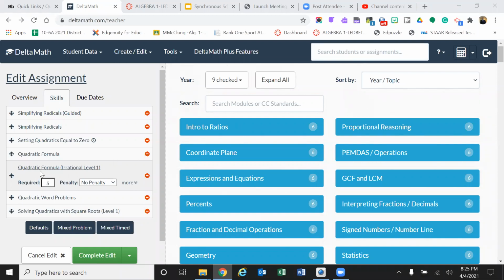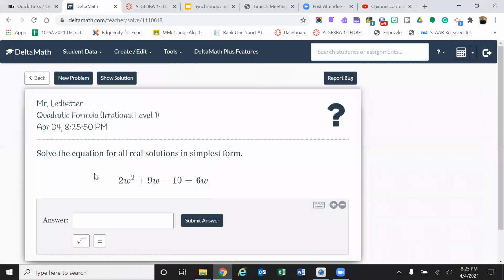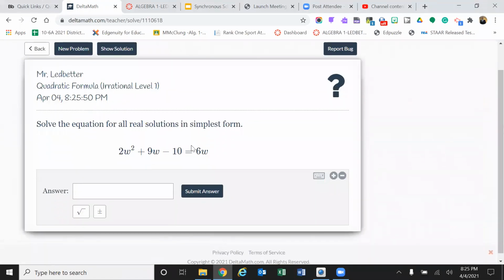We're doing Delta Math quadratic formula irrational level 1. So we're going to click on this. Now we have a quadratic, and I'm going to write this down and show you on paper and pencil how I would do it.